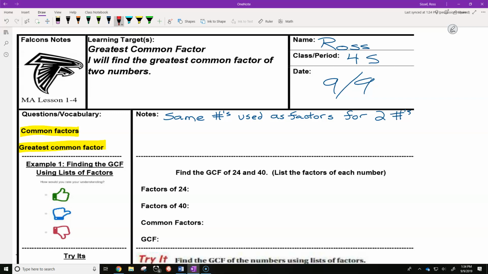Greatest common factor is the largest common factor. The largest factor shared between two numbers.